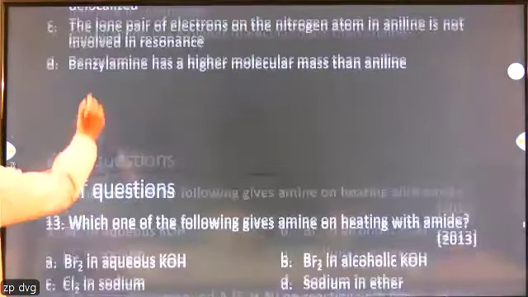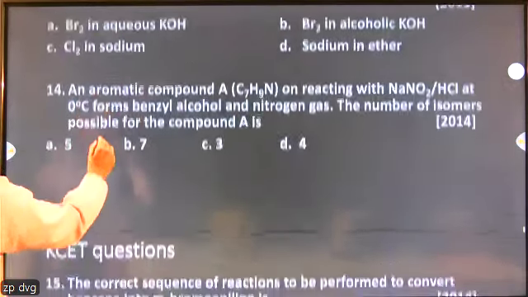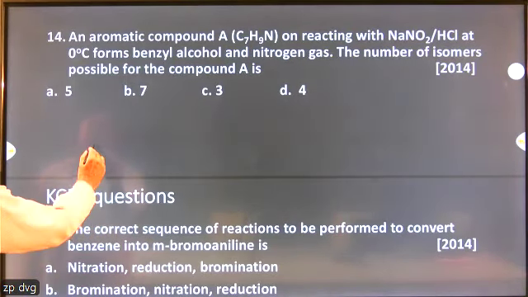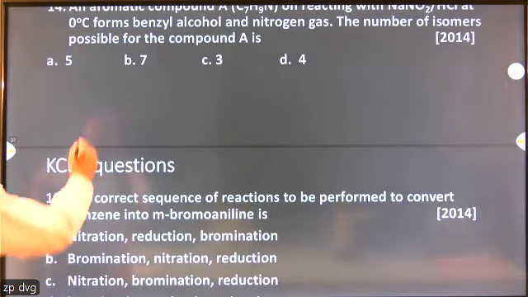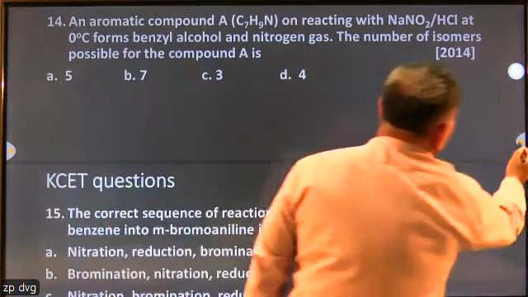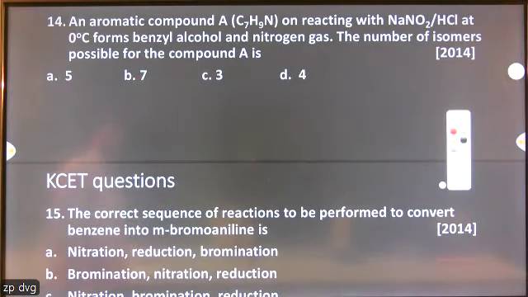Next question. An aromatic compound A having the molecular formula C7H9N on reacting with NaNO2 and HCl at 0 degree centigrade forms benzyl alcohol and nitrogen gas. The number of isomers possible for the compound A is.